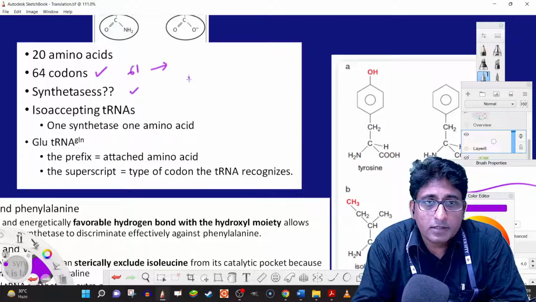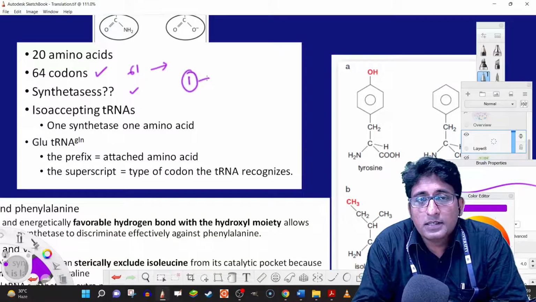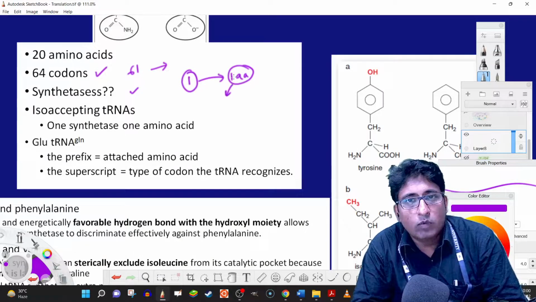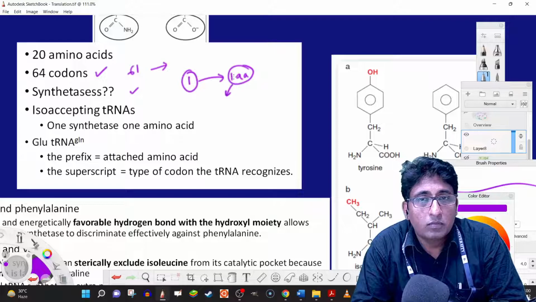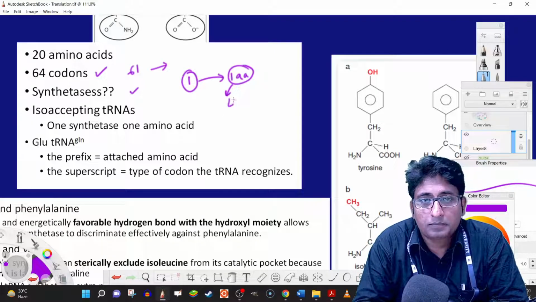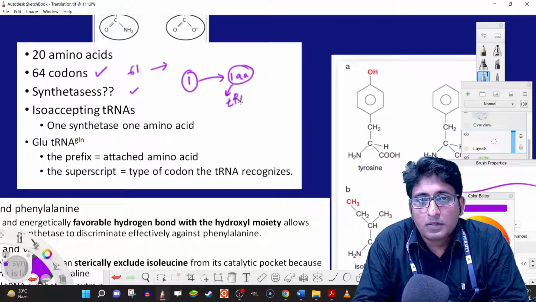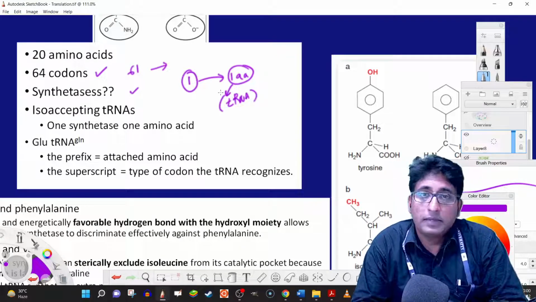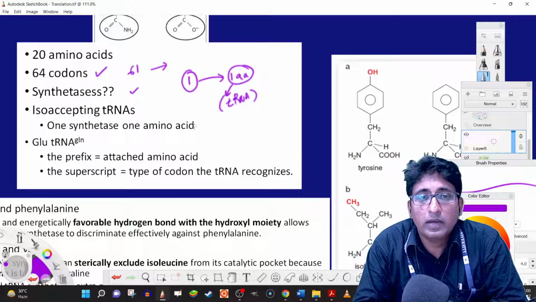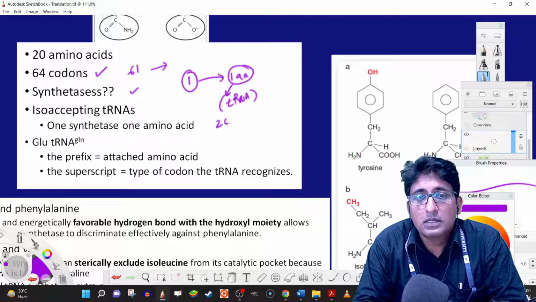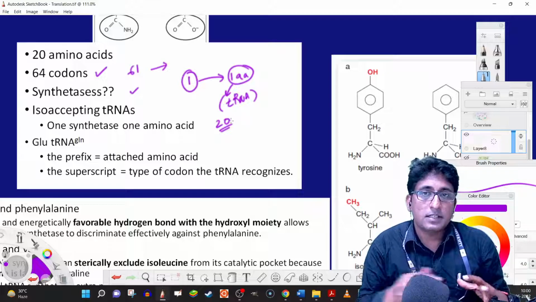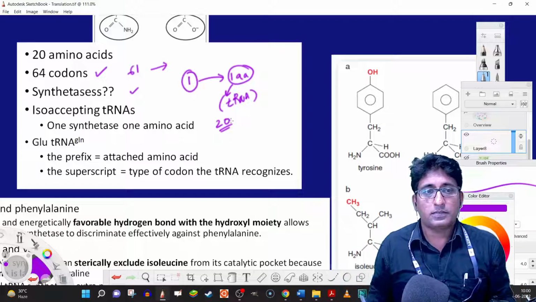One synthetase adds one amino acid to a group, or more than one, can add to more than one type of tRNA. So we can expect a typical bacterium, for example, to have about 20 tRNA synthetases. They are specific for the amino acid that is being added to the tRNAs.